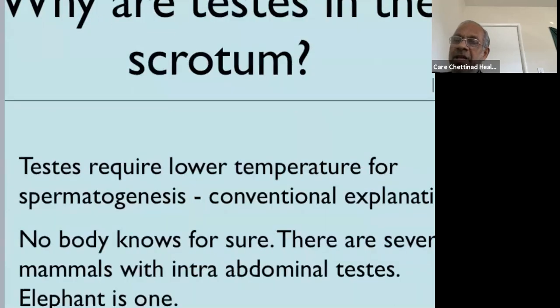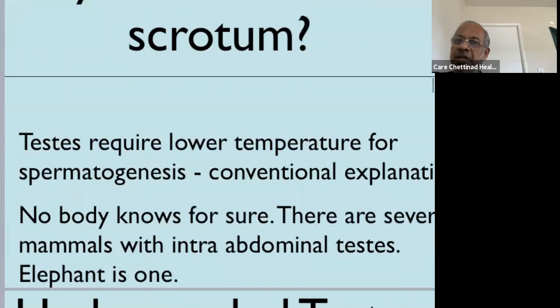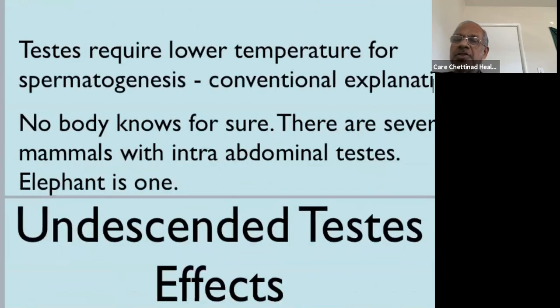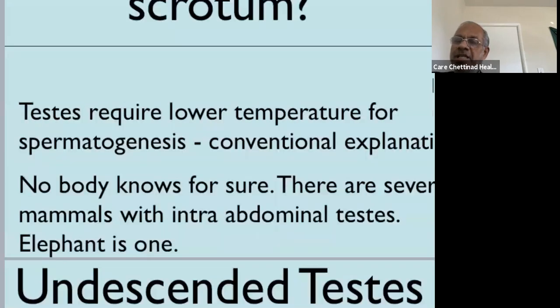Well, this is again a situation where patients have got no testis in the scrotum, what we call undescended testis. We really do not know. There is a lot of explanation why testes are in the scrotum. The conventional explanation is they require lower temperature for spermatogenesis. But if you look at other mammals, this is not true. There are a lot of mammals which have the testis inside the abdomen. Elephant is one, and they're able to produce. So we do not know why the human testis is outside.